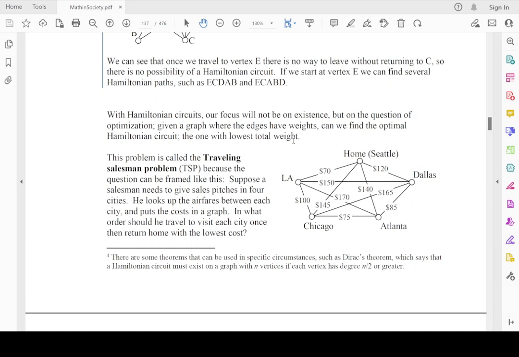So the traveling salesman problem asks: what would be the most cost efficient circuit, if that's the variable we're focusing on? In the next video we'll look into the brute force algorithm, which will show how to come up with the most efficient path here.